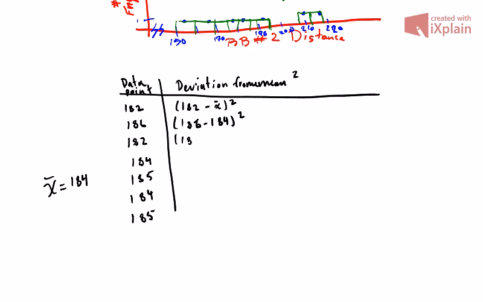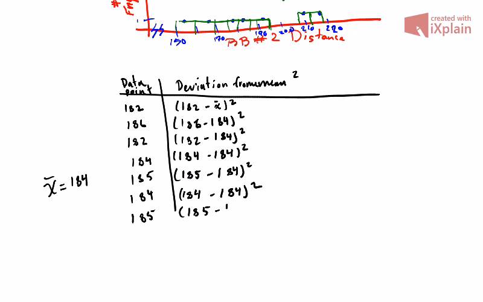Then 186 minus 184, square it. 182 minus 184 again, square it. 184 minus 184, square it. 185 minus 184, square it. 184 minus 184, square it. 185 minus 184, square it.